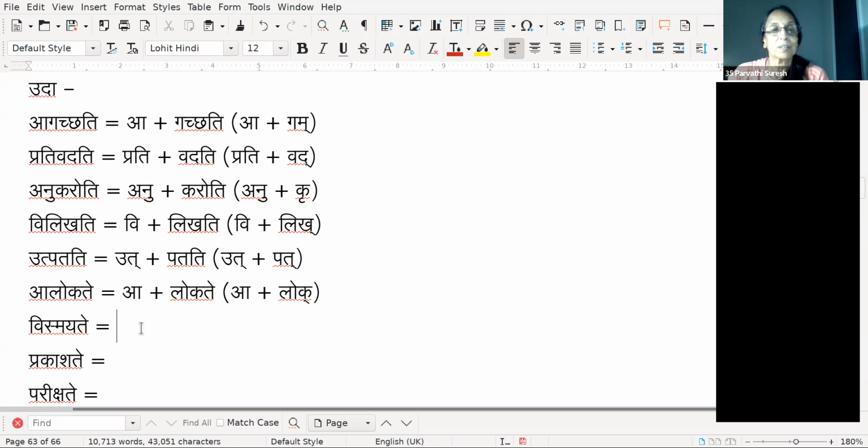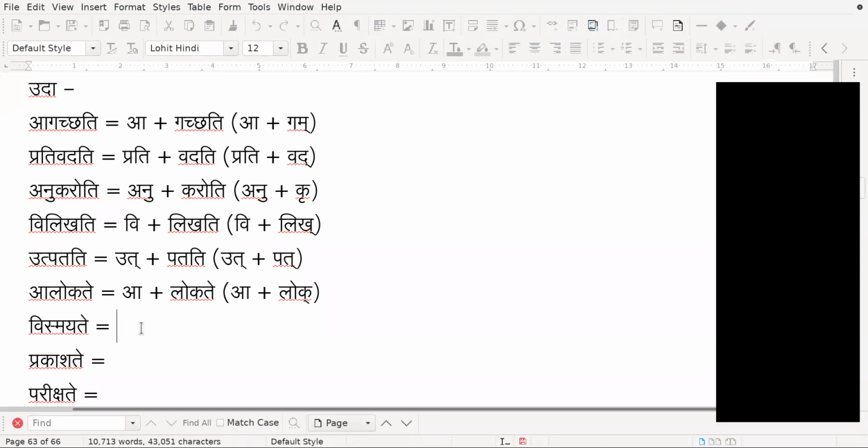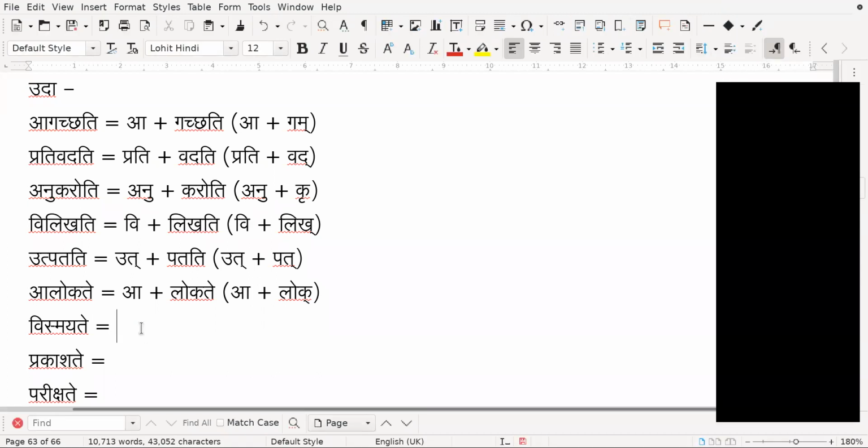We'll find out. Lokate. Loka is like looking. Alokate, I think, is making it visible to others. Avalokan. Yeah. Alokate, making it visible to others. Show it, basically. Yeah, show it. Okay.